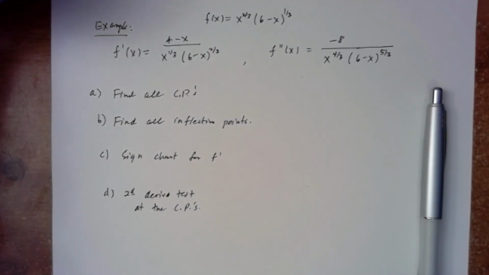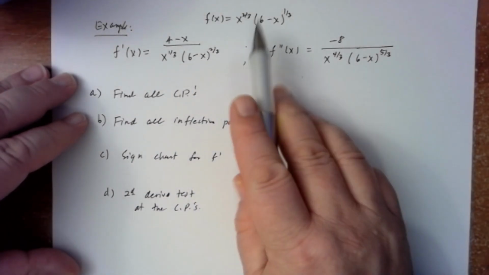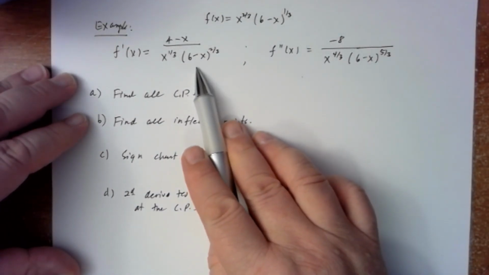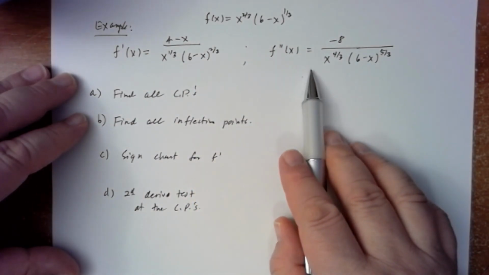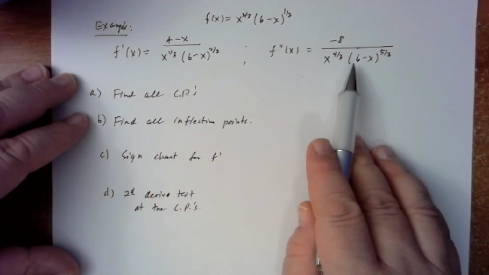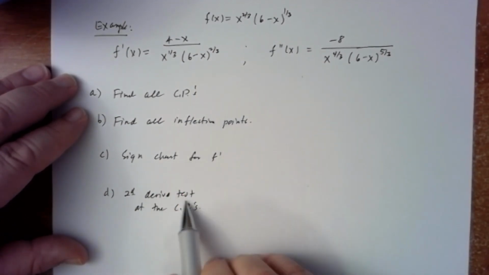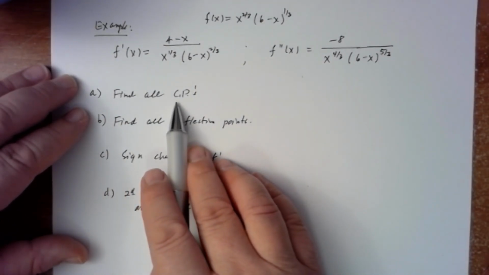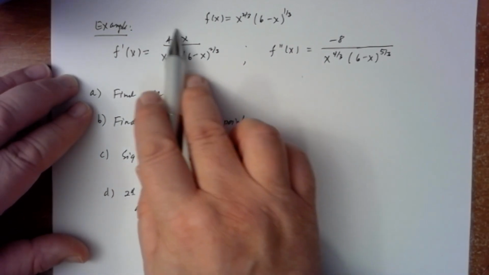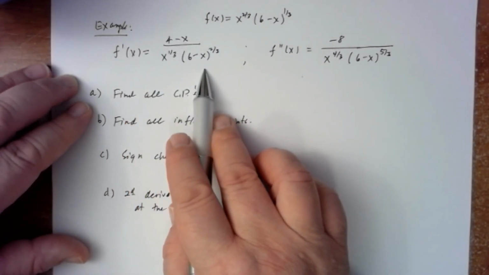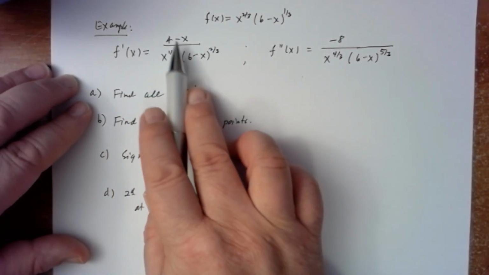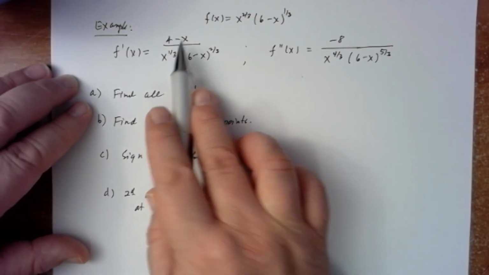Alright, so here's an example where we're given the formula for f of x, the formula for f prime of x, and the formula for f double prime of x. So, the formulas are given to us in nicely factored form, so we can easily determine some of these points. So, in part A, we want to find all the critical points. So we want to find where the f prime of x is either 0 or does not exist. So f prime of x, set it equal to 0, and you see it's equal to 0 where the numerator is equal to 0, so that's going to be x equals 4.